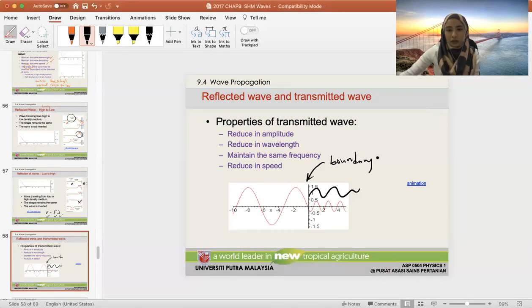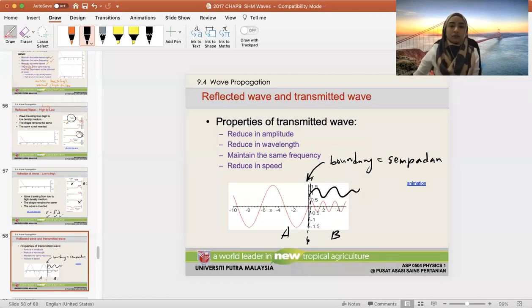Apa itu boundary? Tempat antara medium A dengan medium B lah. Okay, so this is medium A. Sempadan antara medium A dengan medium B. Okay, so transmitted wave is wave yang melepasi sempadan tu ya. Some of it is reflected, some of it is transmitted into the new medium.